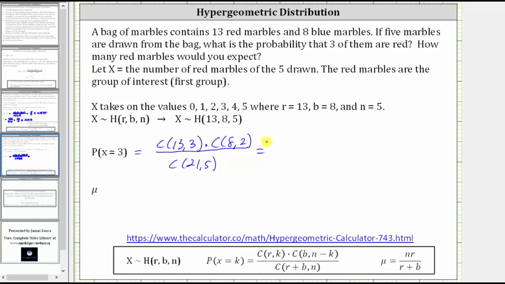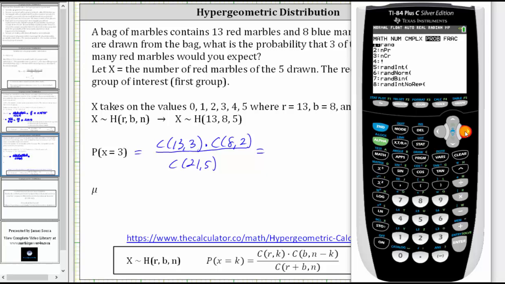And now let's go back to the calculator and evaluate this probability. The exact probability is 1,144 over 2,907. The decimal approximation to 4 decimal places is approximately 0.3935.